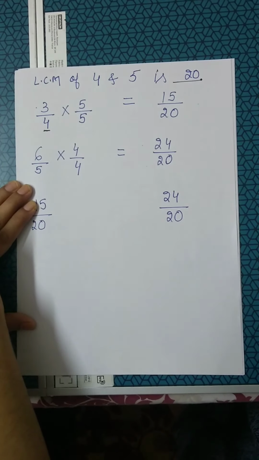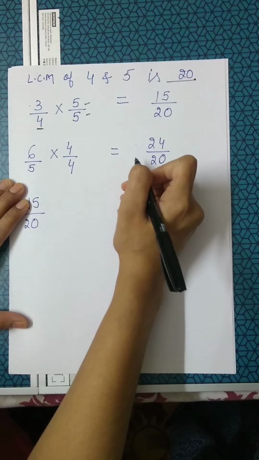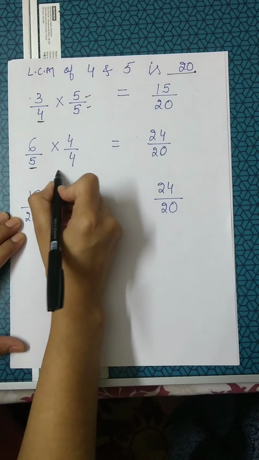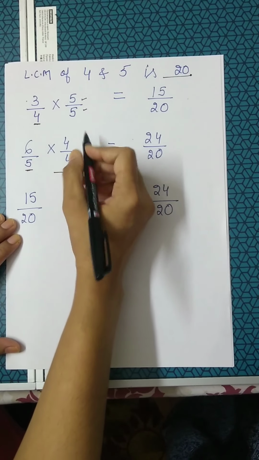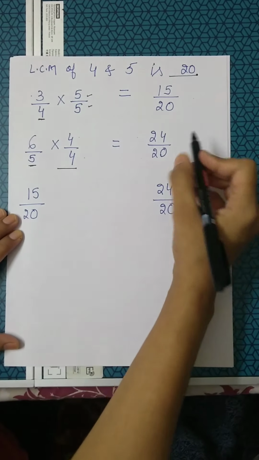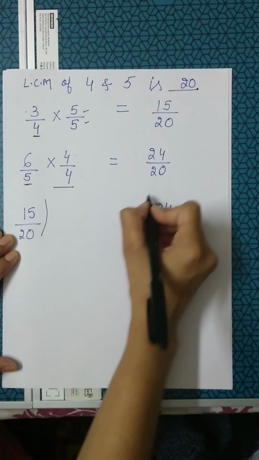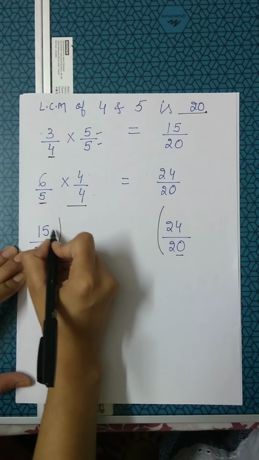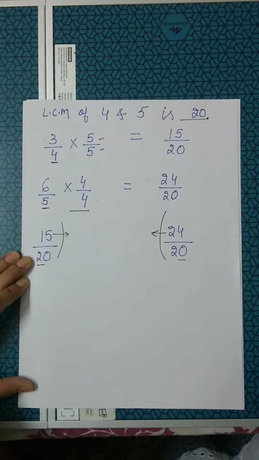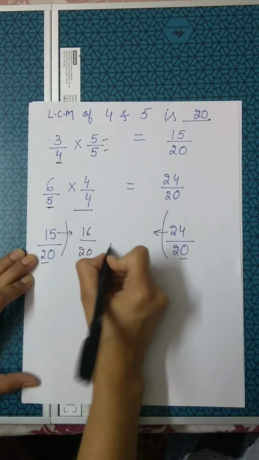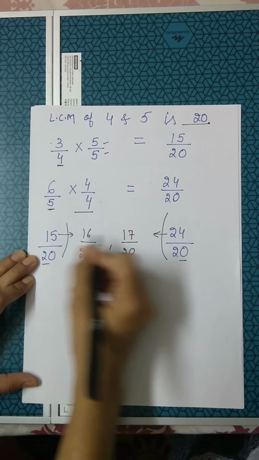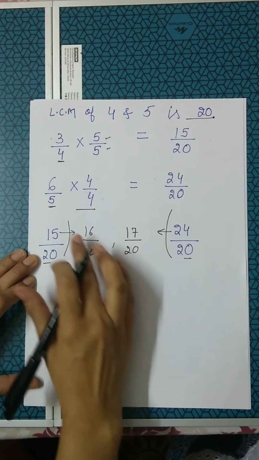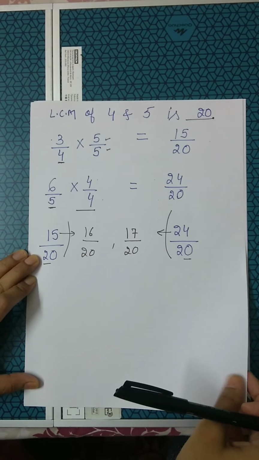Now here I need to make 20. That means I will be multiplying and dividing this number by 5. I will get 15/20. For 6/5, I need to make the denominator 20. The fraction should be multiplied by 4/4. This will be 24/20. I need to find any two numbers between 15/20 and 24/20. Denominators are the same. I can just check through the numerator. 16/20, 17/20, or you can write any number between 15 to 24. Those will be the rational numbers between 15/20 and 24/20.